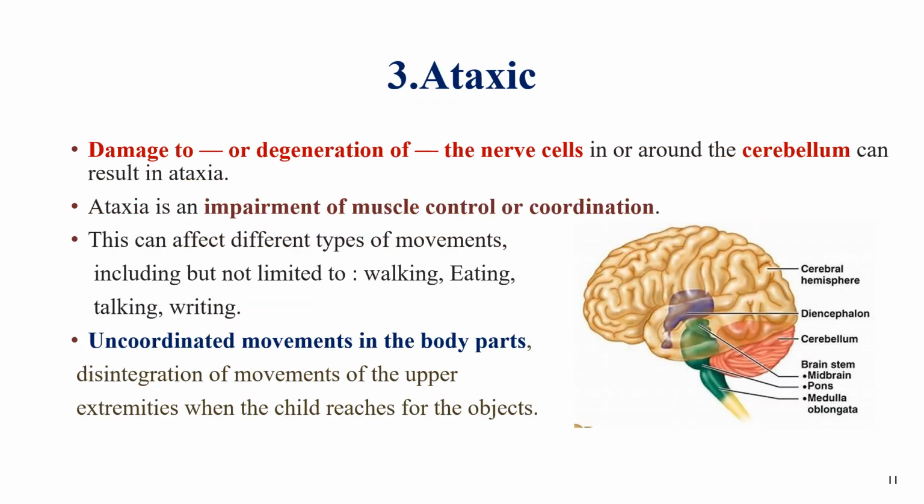And third, ataxic or ataxia. It is caused by damage to the cerebellum, which controls balance and coordination. So the damage to the nerve cells in or around the cerebellum can result in ataxia. It is an impairment of muscle control or coordination. This can affect different types of movements, including but not limited to walking, eating, talking, writing. It has uncoordinated movements in the body parts, and disintegration of movements of the upper extremities when the child reaches for the objects.